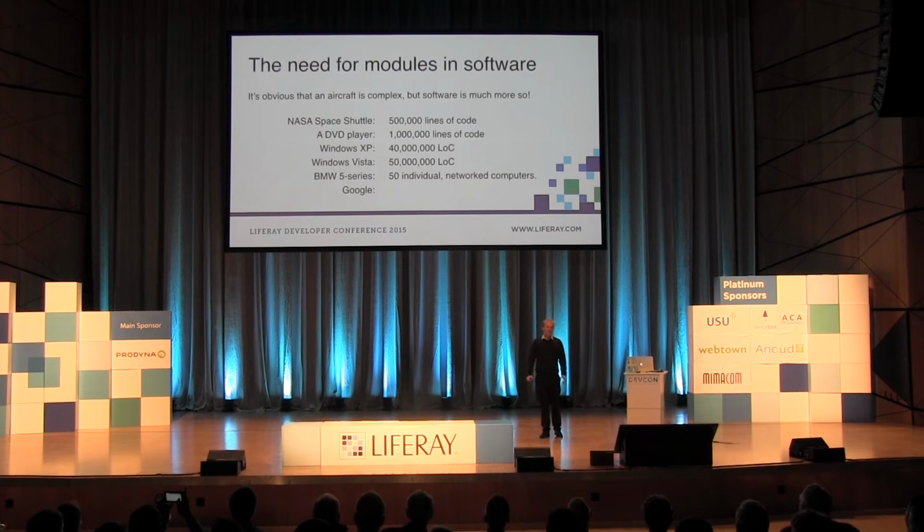In a BMW 5 Series, so this is a car, you don't necessarily think of that as having a lot of software in it. There are actually 50 separate networked computers talking to each other. So these are horrendously complicated systems. You may think that making the engine is difficult. Making the computer software for that car is much harder.